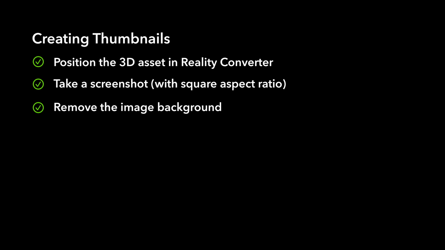To recap, creating thumbnails for our USDZ assets can be done by positioning our 3D asset in Reality Converter, taking a screenshot, preferably with a square aspect ratio, and removing the image background. And that's it for this video.